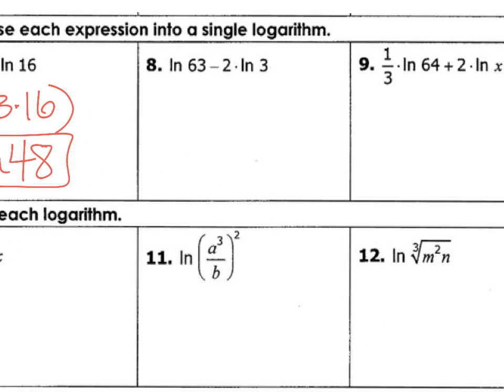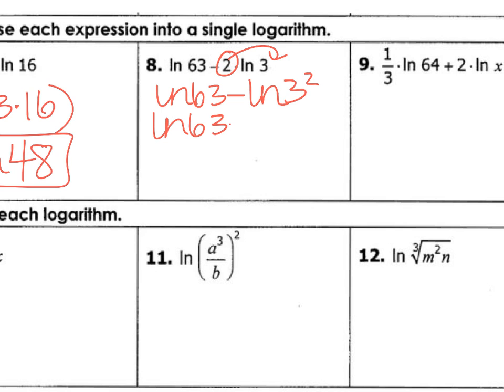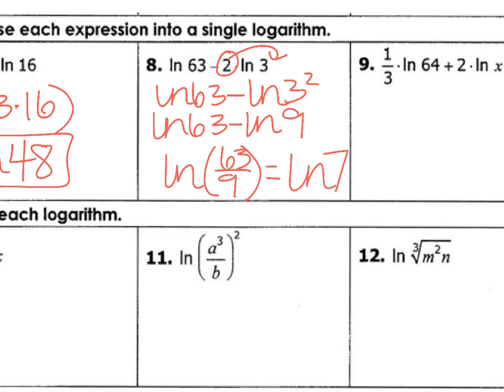Number 8. First thing we want to do is our power rule. When we're condensing, we take the 2, bring it up. So we get natural log of 63 minus natural log of 3 squared, natural log of 63 minus natural log of 9. Then we can use the quotient property. We can say natural log of 63 divided by 9. And then we're going to get natural log of 7.